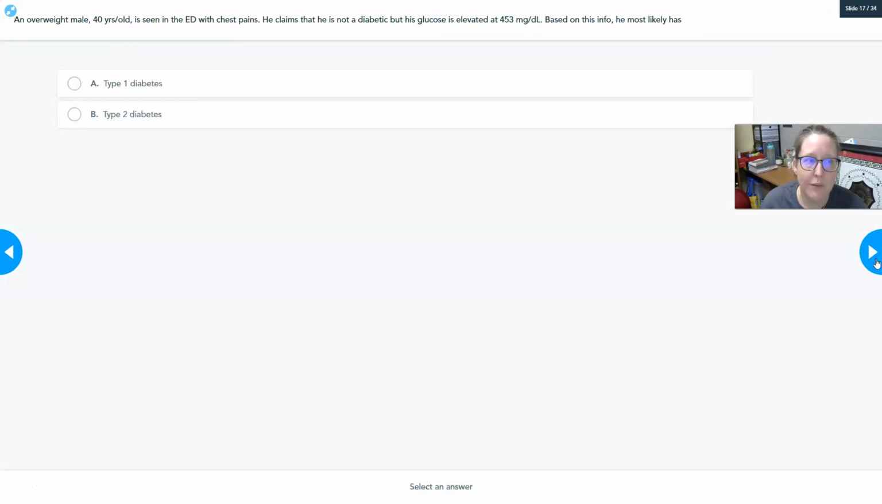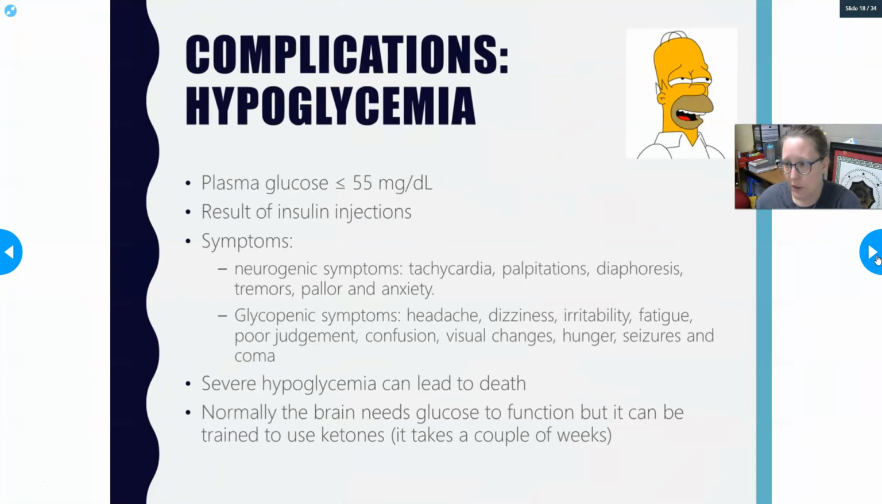Okay, so if you have an overweight male that's 40 years old, seen in the ED with chest pains, he says he's not diabetic, but his glucose is elevated at 453. Do you think he has diabetes? Yes or no? And do you think he has type 1 or type 2? Based on this information, because he's overweight, 40, and old enough to have chest pain, I would venture towards type 2 diabetes. And he's having the heart issues, which are a complication of type 2 diabetes. They're also a complication of type 1, but they're definitely a complication of type 2.